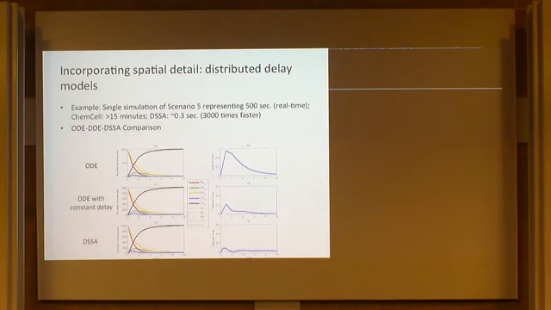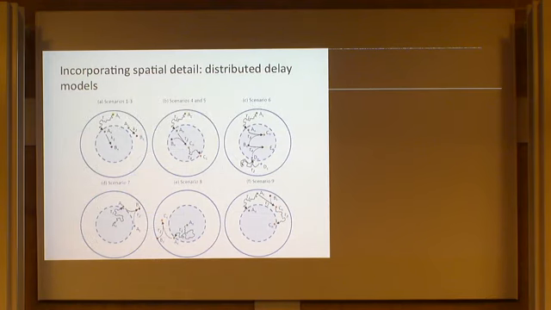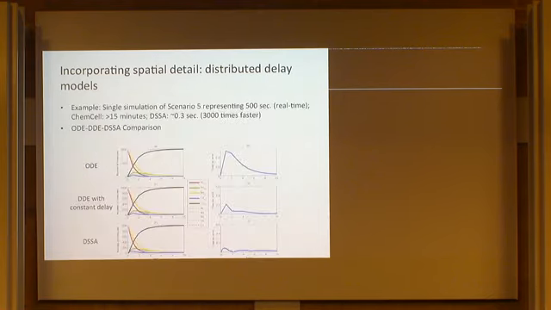So for instance, for scenario 5, we can go back. So this is the full scenario here. We have translocation, we have a binary reaction, and we have diffusion out of the nucleus. So for this example, we ran ChemCell. It took us 15 minutes, and using the DSSA, after obtaining the distribution, it took us only 0.3 seconds to simulate this.